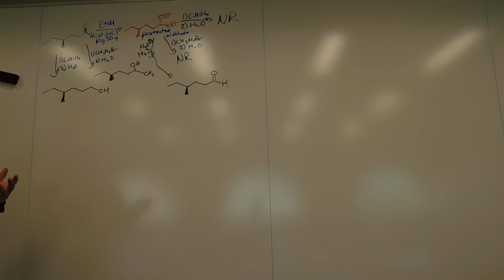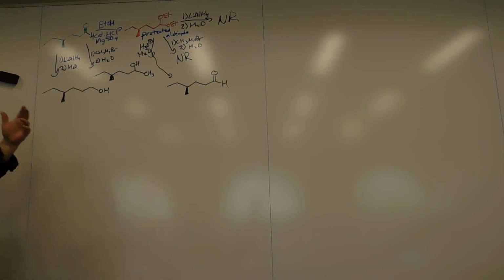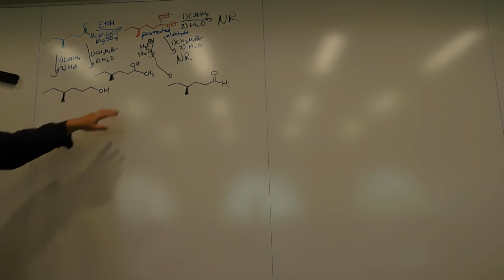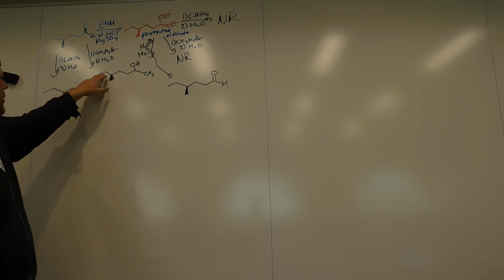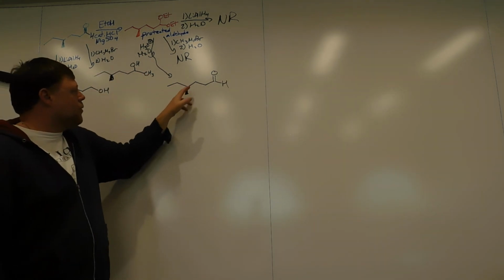The other thing to keep in mind as you draw products like this is count your carbons. 1, 2, 3, 4, 5, 6, 7. Should be 7 carbons in all of these. 1, 2, 3, 4, 5, 6, 7. There should be 8 when we add a methyl. So 1, 2, 3, 4, 5, 6, 7, 8. 1, 2, 3, 4, 5, 6, 7.